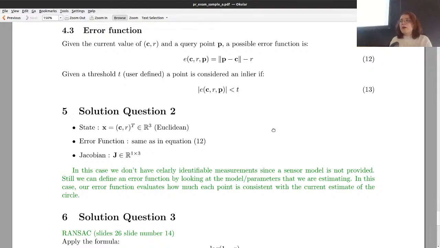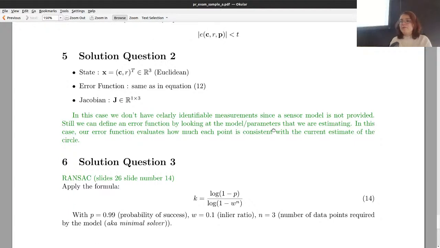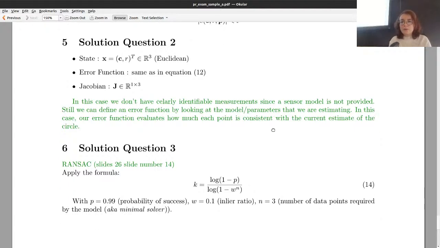So, if everything is clear so far, I can move to the solution of the third question, which is very simple. Okay, seems so. So, third question.